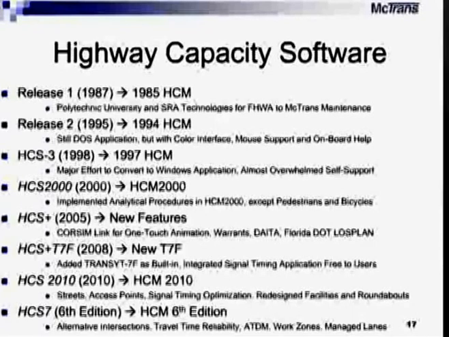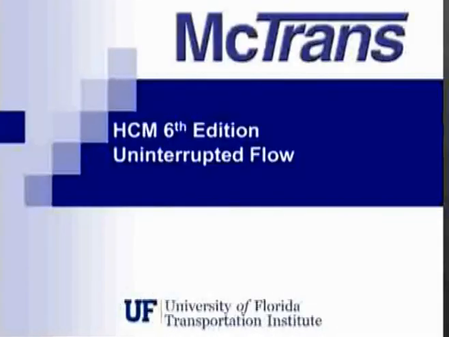And for the 6th edition, we're well on our way to implementing all this. We have 3 of the 4 alternative intersections already done. We have travel time reliability in urban streets, and we're about to port that over into facilities. Work zones, managed lanes, tweaks to signals, a lot of these things are already in place. So right now I'm going to start chapter by chapter and just tell you what's coming.